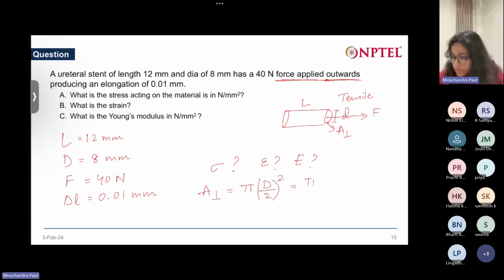So anyone tell me, if you have done it, what is the area you have gotten? Are you guys doing it? What is the value of area that you have got?